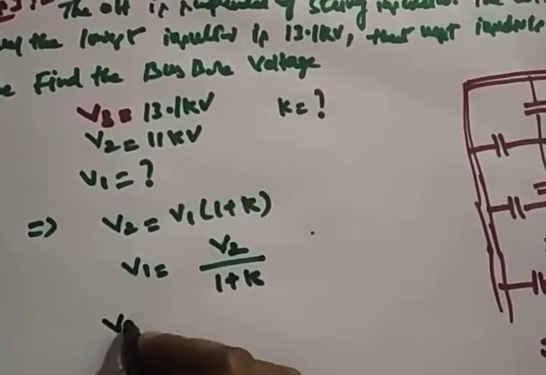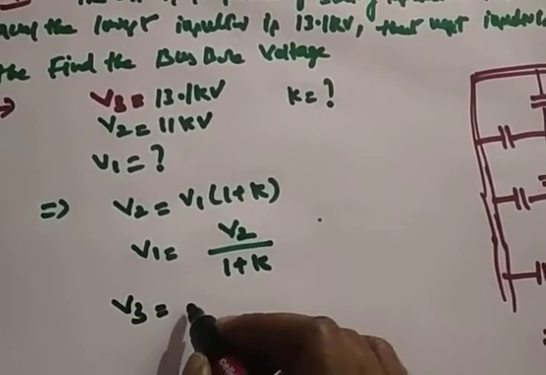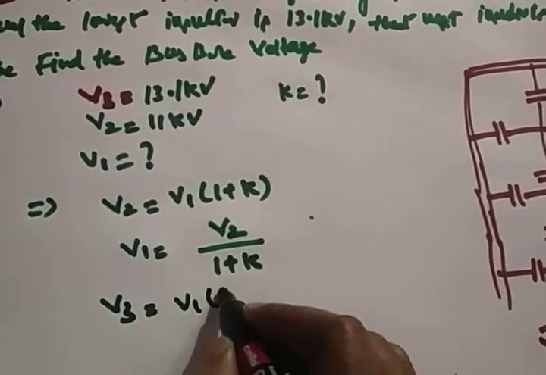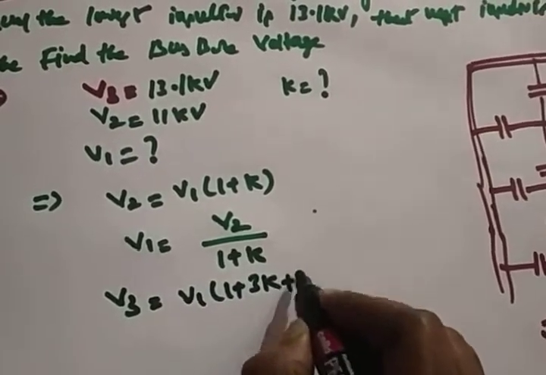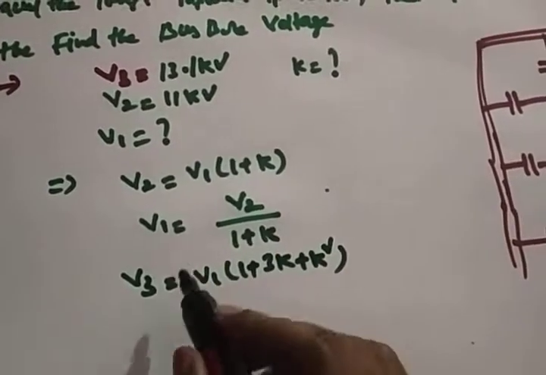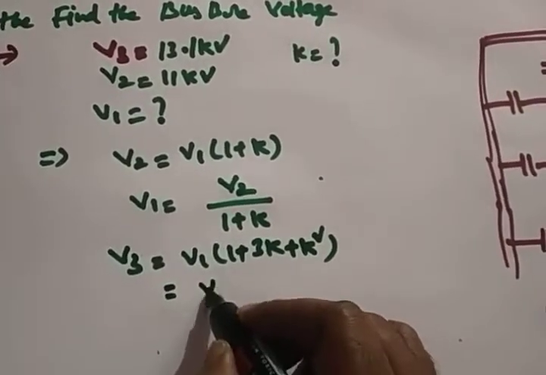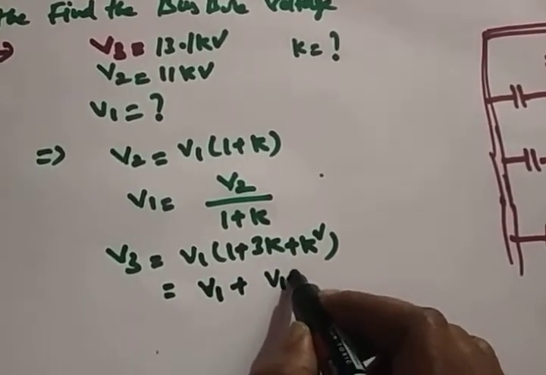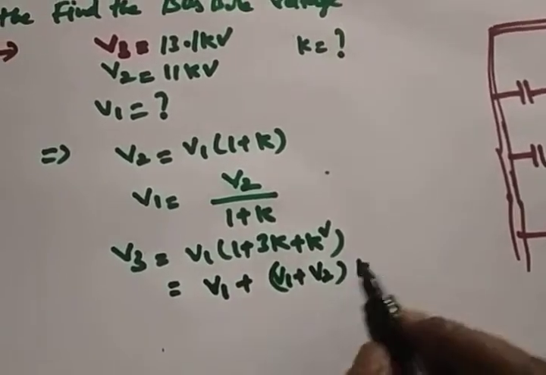And what is the value of V3? V3 is equal to V1 into 1 plus 3K plus K square. You don't know the K value, you don't know the V1 value. So this is not a useful formula. So you have to use V1 plus V2 into K.